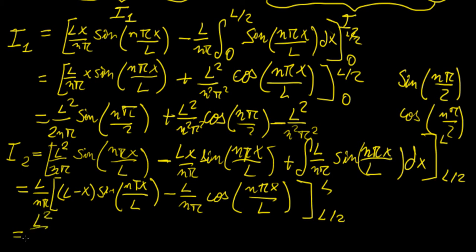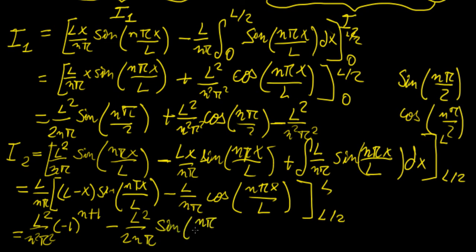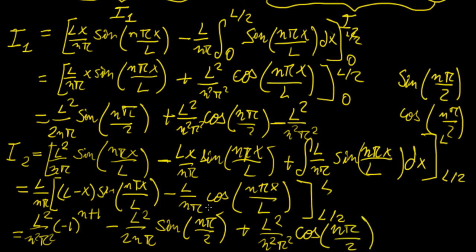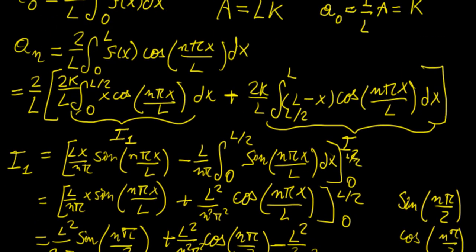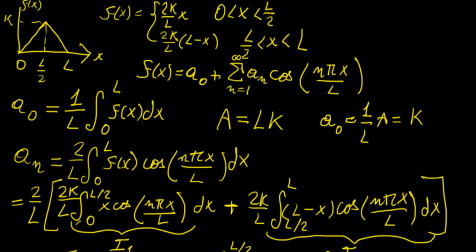So it will be L squared over n squared pi squared times minus 1 to the power of n plus 1, minus L squared over 2n pi sine of n pi over 2, plus L squared over n squared pi squared cosine of n pi over 2. So really this is just an exercise of substituting and evaluating those functions and seeing if you can find any simplifications. But essentially sometimes you might get really big expressions like this, and there's not much you can do about it. You have to write your Fourier series expansion in terms of that.